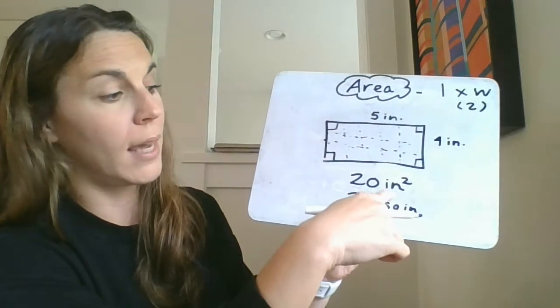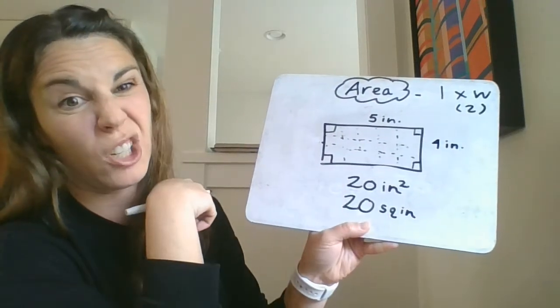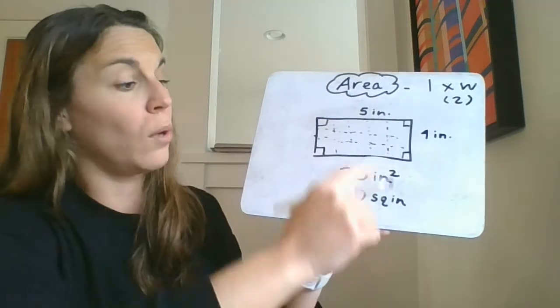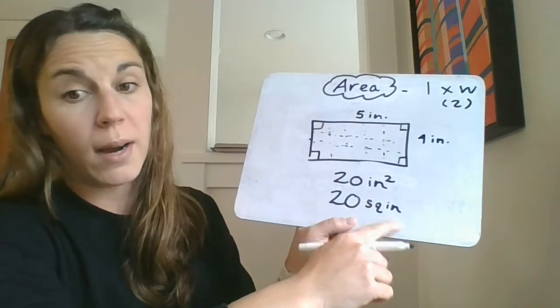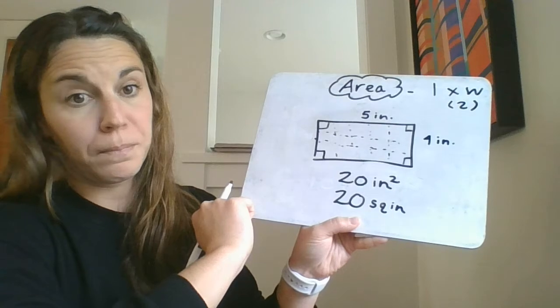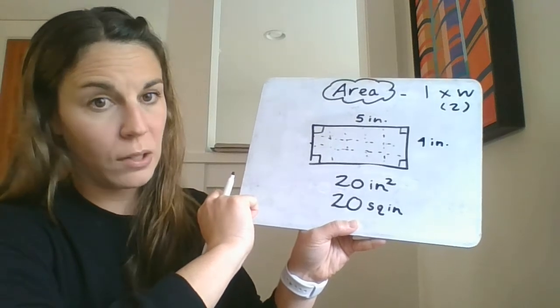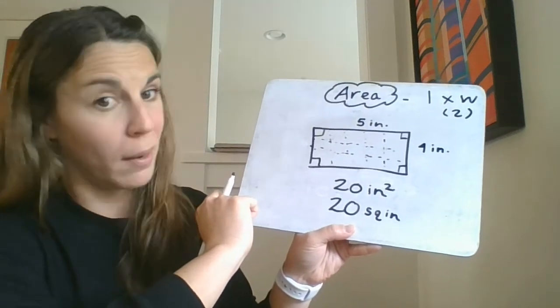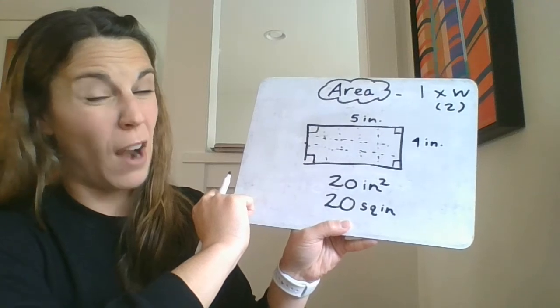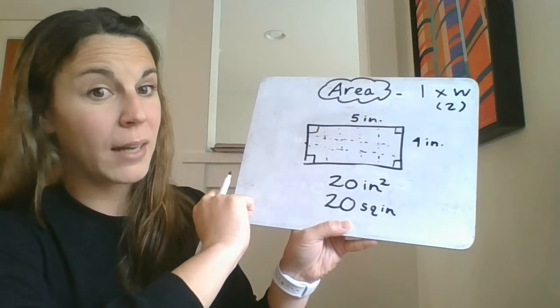So either one, you could say inches squared, which is what I like to do, because then you just have to put that little 2. We could also say 20 square inches. Okay, and we're just dealing with rectangles today. Now, they're not always going to be whole numbers. They might throw in some fractions.